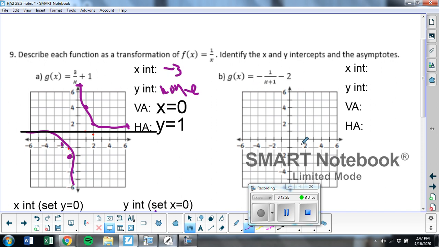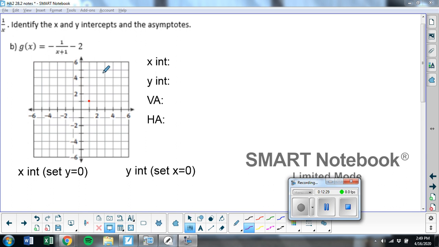Okay, go ahead and try B and then check your work. I'll go ahead and do one of the points with you so you have the order. So here's my parent function point. I'm going to go right 1, reflect over the x-axis, down 2. Okay, so now you plot the other 3 parent function points. Go left 1, reflect over x-axis, and down 2. Okay, I have my new points.